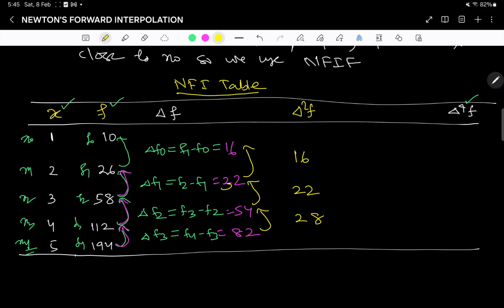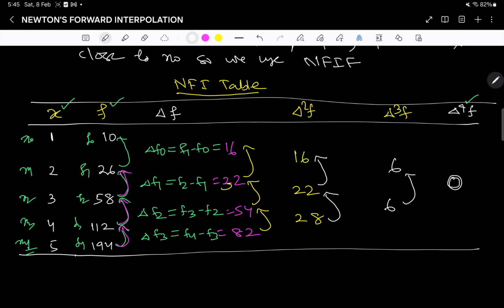Now again we find the third order differences. For the third order difference, this minus this, 22 minus 16, is 6. Then 28 minus 22 is 6. That is the only thing I need to find. Then we find this difference here, which is 0.